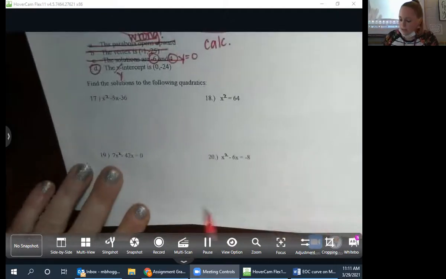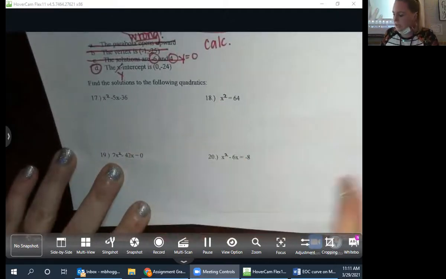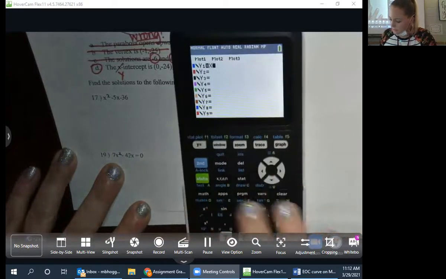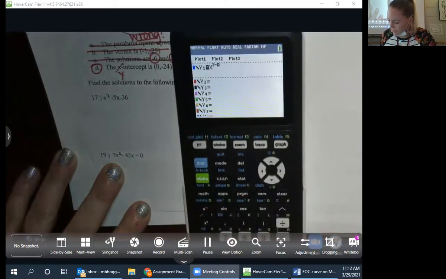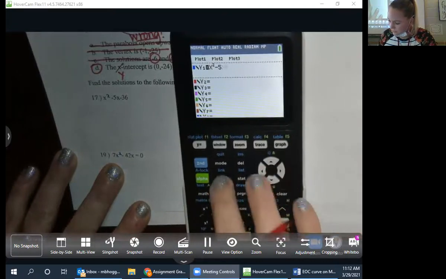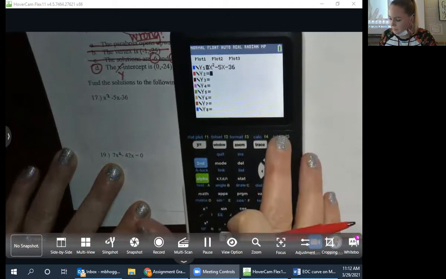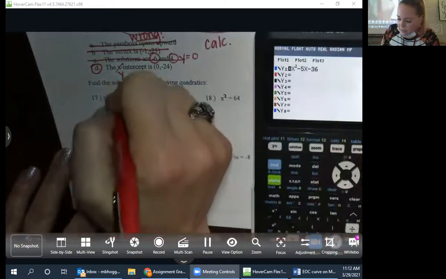For these last 4, find the solutions to the quadratics. Let's go ahead and put those in the calculator. X squared minus 5x minus 36. And we're trying to find the solutions.